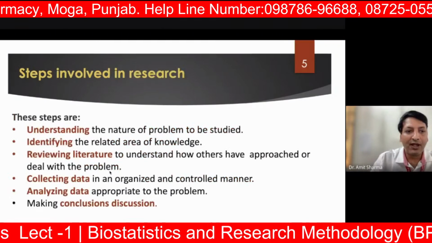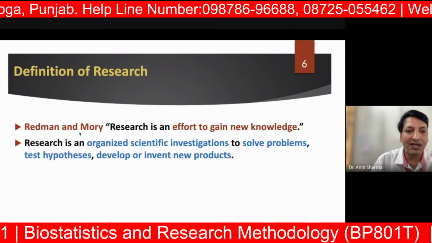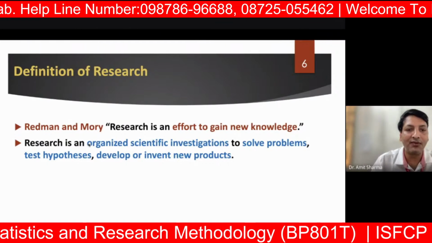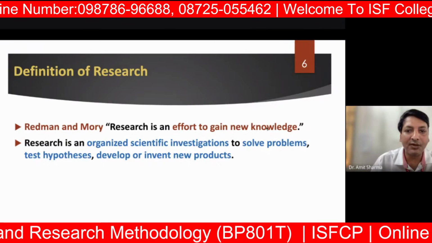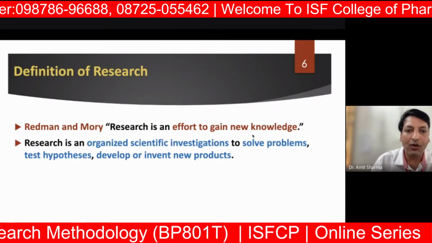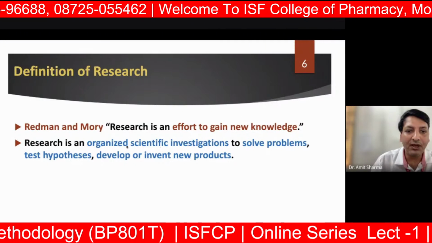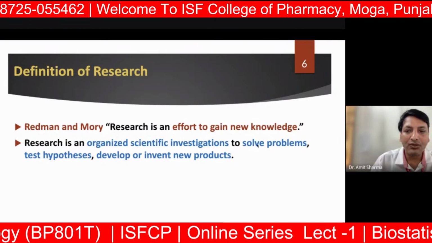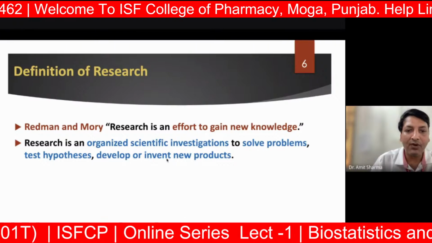So what Redman and Mori says: Redman and Mori was a scientist who has given the exact definition of research by combining all the other definitions. Research means an effort to gain new knowledge. That means you are making some kind of effort to gain new knowledge. This is the exact definition of research, which should be an organized scientific investigation done to solve the problem, to test the hypothesis, and to develop or invent new products.